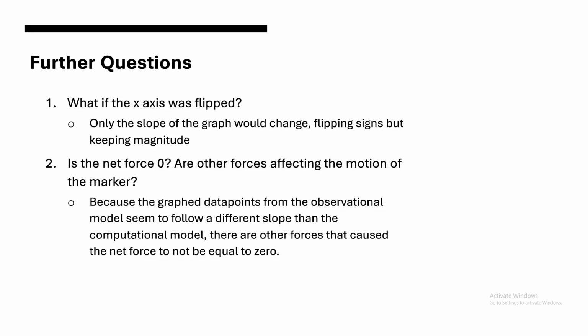Second question, is the net force zero? Are there other forces affecting the motion of the marker? Well, we can assume, because the graph data points from the observational model seem to follow a different slope than the computational model, that there are some other forces that cause the net force to not be equal to zero.